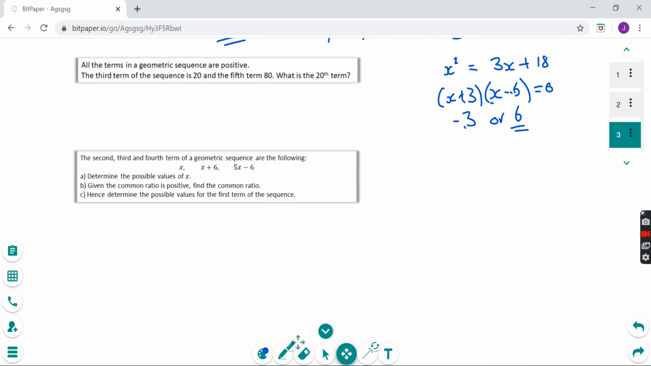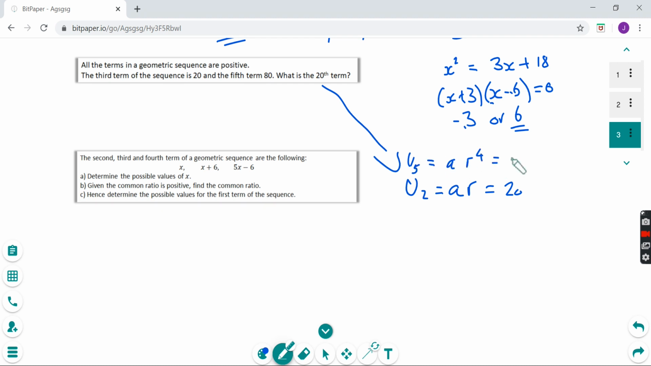We're going to do these two very quickly then, because they are more or less the same. These are the tests you're understanding. Geometric is positive, so third term. So u2 is equal to ar, which is equal to 20. I'm going to write the fifth term above it actually, so it's easier to divide. The fifth term is ar to the 4, which is 80. Divide them. r cubed equals 4 by the look of it.